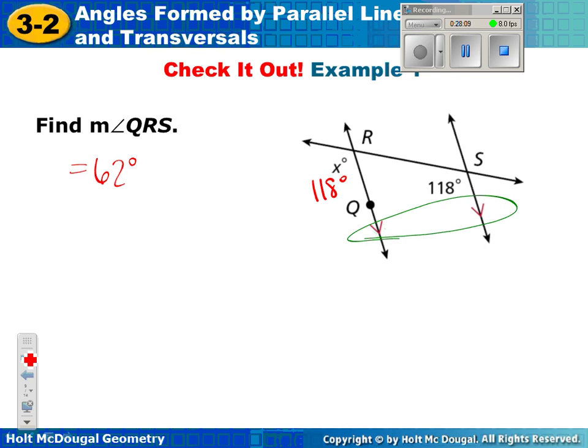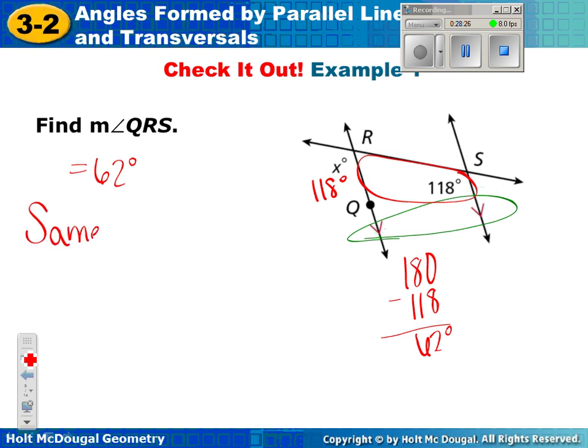Okay, so if you didn't use corresponding, you could have just said these two are supplementary. So 180 minus 118 is 62 degrees. And that would be using one theorem. And what was the theorem, Harry? Same side interior angle theorem. So just make sure you're backing up whatever work you're showing correctly.